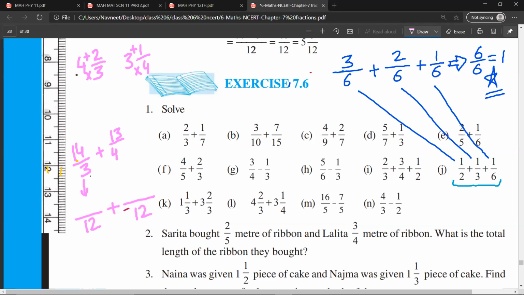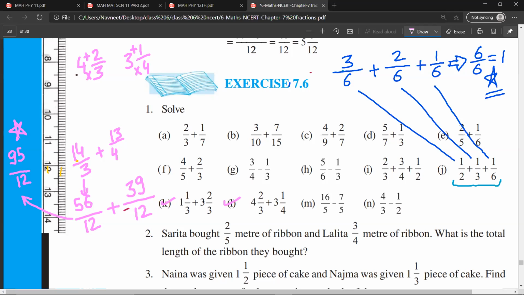56 upon 12. This will be 14 into 4, which is 56. Perfect. And this would be equal to, what should I write here? 39 by 12, because 13 into 3 is 39. So what will be my final answer? 95 by 12. Perfect.